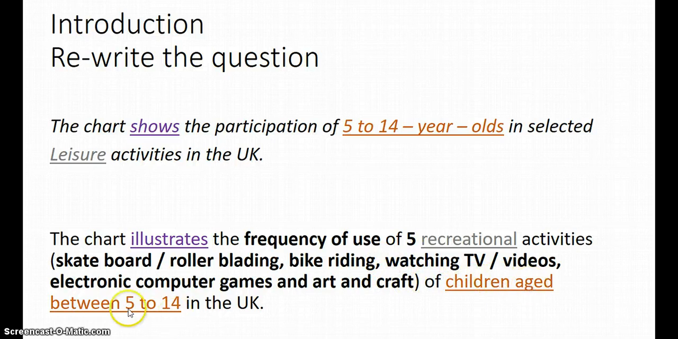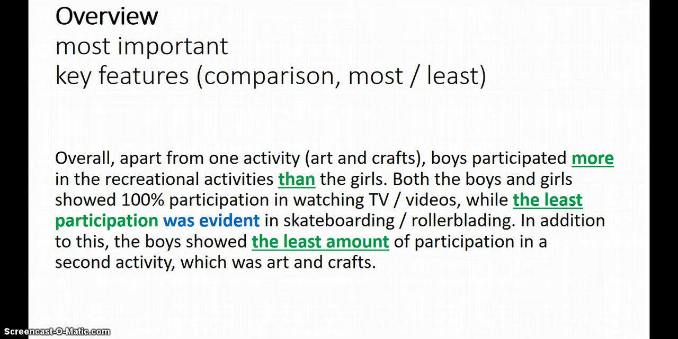Of children aged between 5 to 14 in the UK. The question says 5 to 14-year-olds. It doesn't tell us if the 5 to 14-year-olds are adults or children, but we know that a person who is between the age of 5 and 14 is a child. So we have added that ourselves, and I have changed the format of this. 5 to 14-year-olds is an adjective used altogether. We've changed the structure: of children, which is the noun, aged between 5 to 14 in the UK. So this introduction means that I have rewritten some of the words, but I've also included information from the chart itself. Next, we're going to write the second paragraph, and that is the overview.